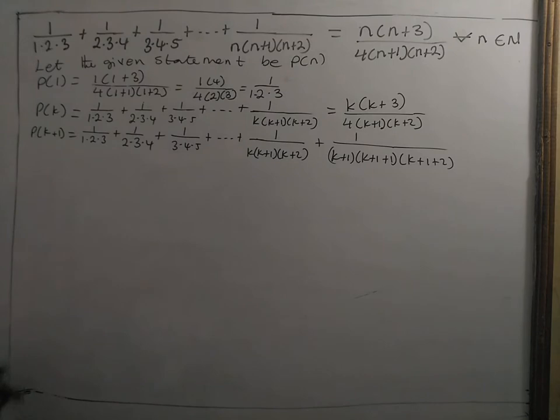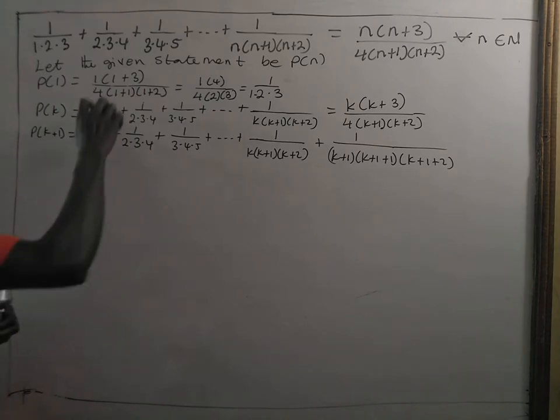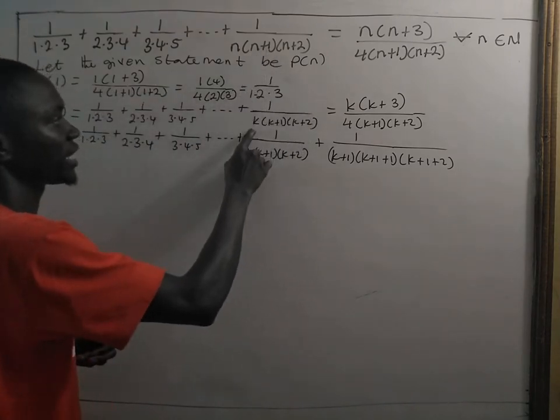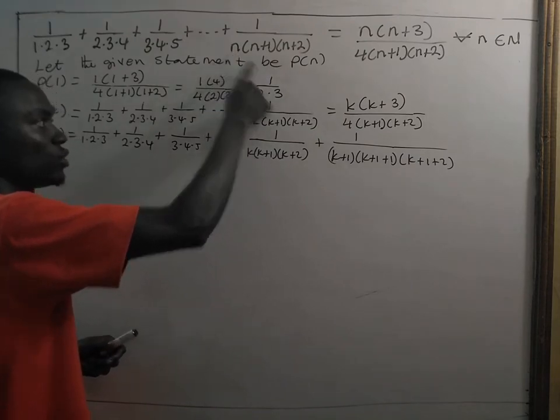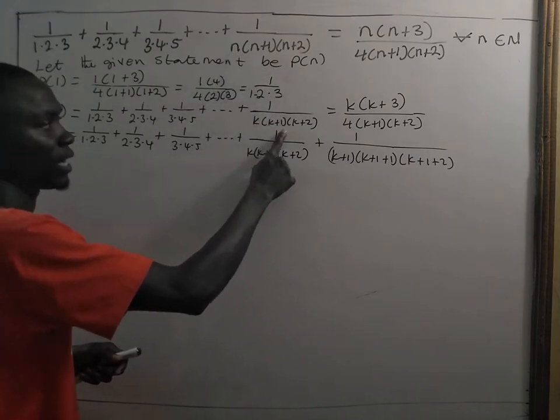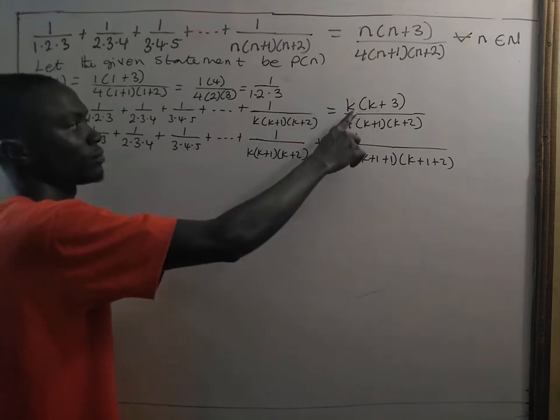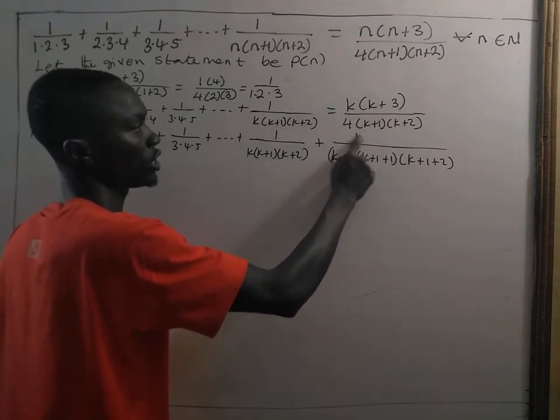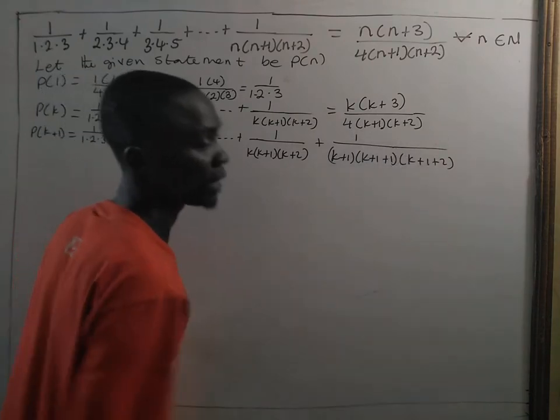Okay. Now, we move to the inductive hypothesis step. That is, assuming that Pk is also true. So we sum from 1 divided by 1 times 2 times 3, plus 1 divided by 2 times 3 times 4, plus 1 divided by 3 times 4 times 5, up to k. So if we do that, we put k in place of n. So you have 1 divided by k times (k plus 1) times (k plus 2) equal to k times (k plus 3) all divided by 4 times (k plus 1) times (k plus 2).